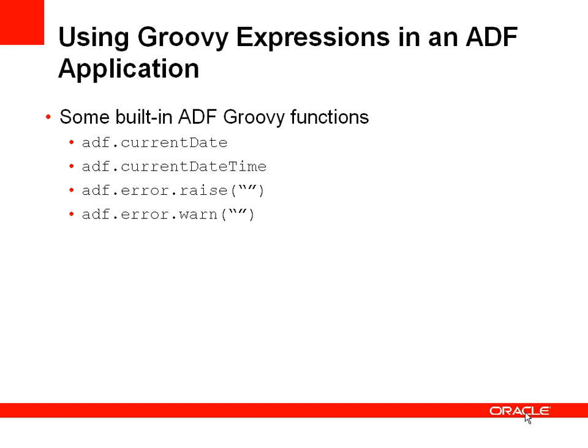Our ADF support for Groovy also includes some ADF specific built-in Groovy functions. So for example, if you want to access the current date or the current time, which might be useful for defaulting an attribute value, you can use adf.currentDate and adf.currentDateTime. If in your processing you reach some sort of error or warning, this can be raised using a Groovy expression, which will then be handled as part of the ADF default error processing using something like adf.error.raise, which will allow you to raise an error, and adf.error.warn, which will allow you to raise a warning.